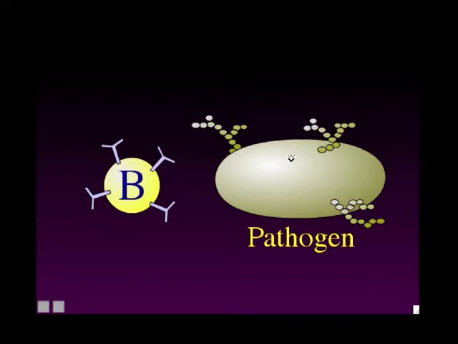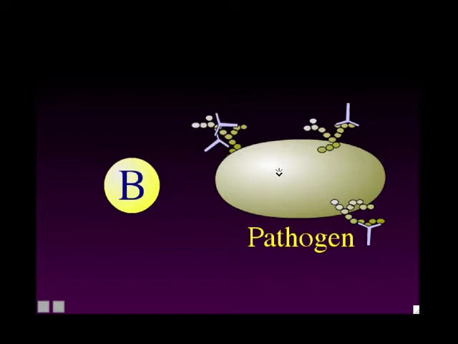Okay, so when a B cell encounters the pathogen that B cell is programmed to fight, the B cell secretes its antibodies, and those antibodies travel through the blood and the lymph fluids. They travel through the blood and the lymph, and then they stick to the foreign antigens on this pathogen that the B cell is programmed to fight.